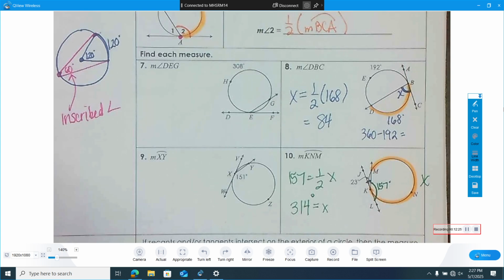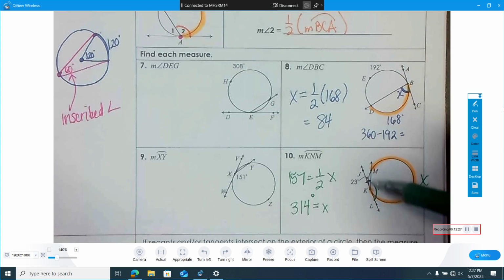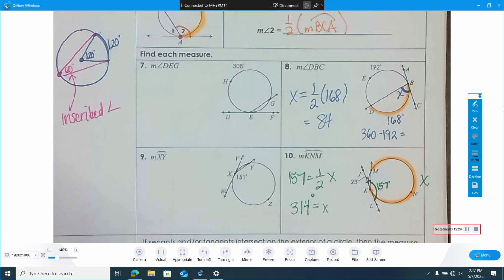So, Kaylee, what you said is also how we've done it. We've doubled this arc and subtracted from 360, which is another way.